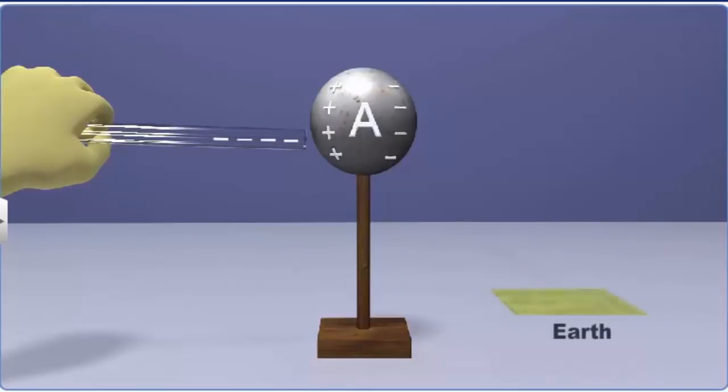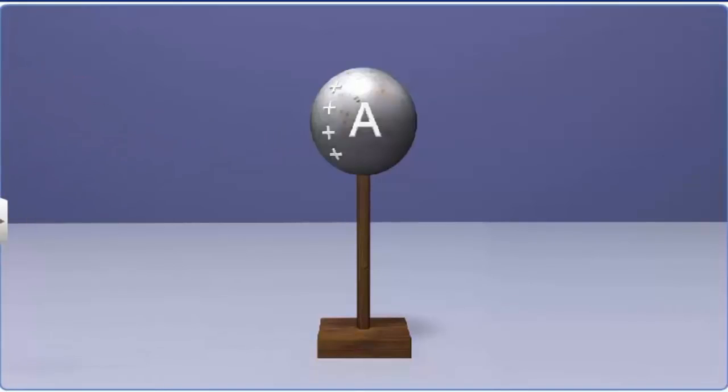Now, if we earth the far side of the metal sphere using a conducting wire, the electrons on the far side of the metal sphere flow into the earth. However, the positive charges on the near side of the metal sphere are held at rest by the negatively charged rod. Now, if we take away the glass rod from the sphere, the positive charge on the metal sphere distributes uniformly across the sphere. In this way, we can retain the charge on the metal sphere.